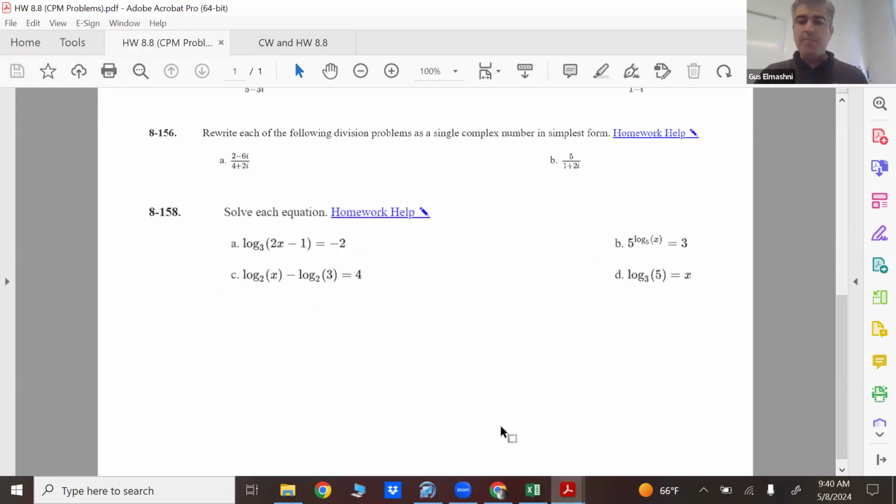And then logs. No logs on the test, but factoring for sure, because factoring was an issue on the last test. So factoring for sure will be on this upcoming test. But you should know your logs. It's going to be on the final. So let me show you the answers for that.